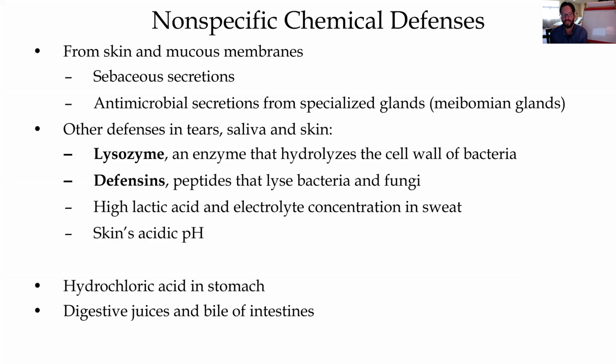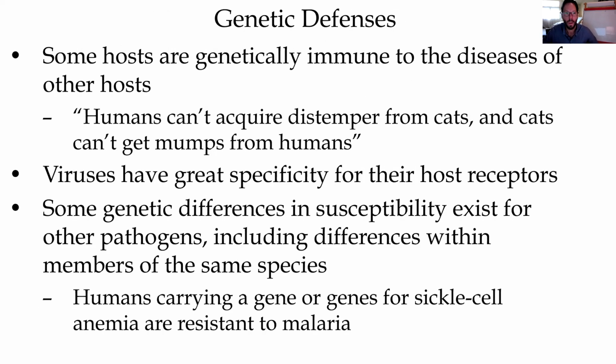Defensins. Those defensins are peptides. Peptides are a chain of amino acids. Not necessarily a whole protein, but a little piece of a protein that can lyse bacteria and fungi, or break open their cells. And once they break open, they're no longer alive. Lactic acid, electrolyte concentration, pH, all of these things help us kill off microbes from a first line defense approach.